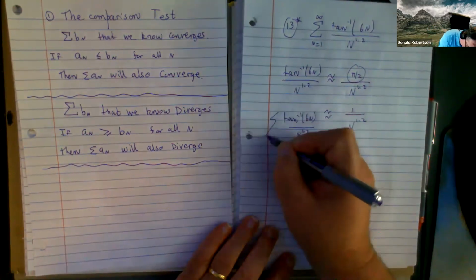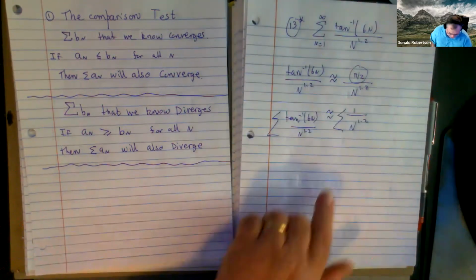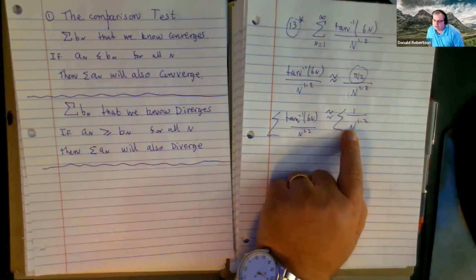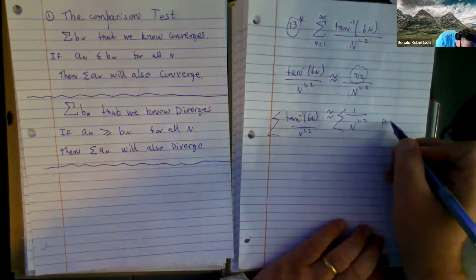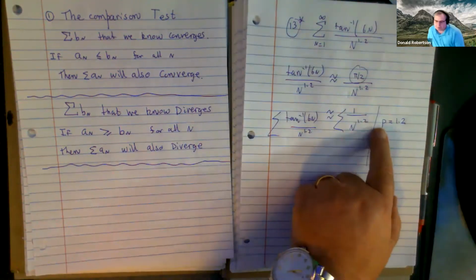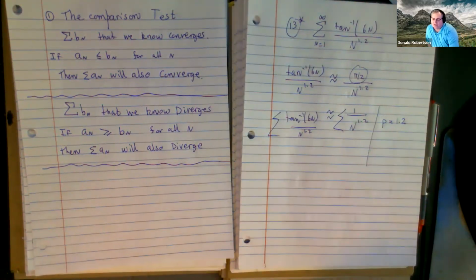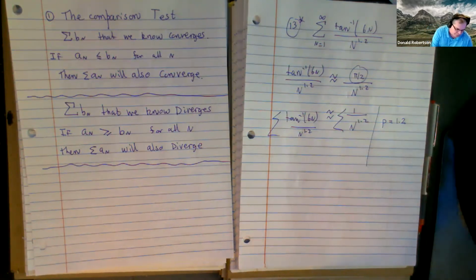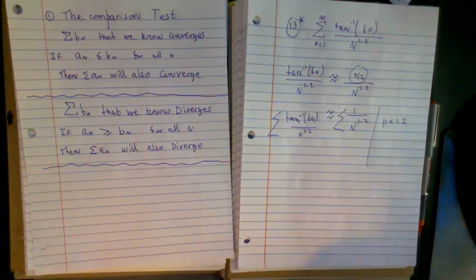And if you stick sigmas in front of them, if that helps, do you recognize a p-series? The p is 1.2. If you have a p-series and the p-value is 1.2, does it converge or does it diverge? Converges. It's greater than 1. Yeah.